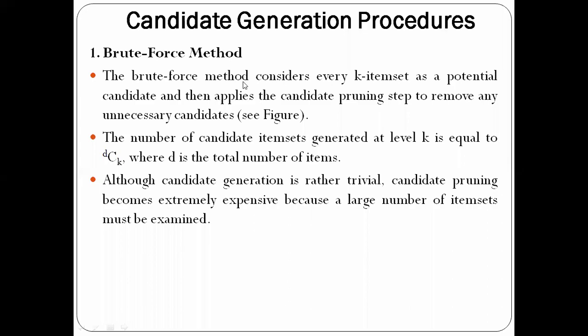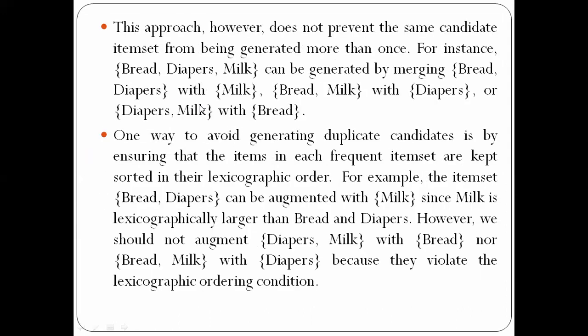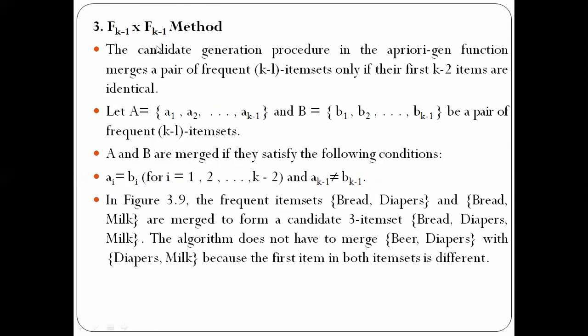So now coming to the next thing, that is the candidate generation procedure. I was explaining the features or characteristics of candidate generation procedure that we have seen in the previous topic. Now, coming to the different methods that are available in order to generate the candidates here. One of the methods that we have used in the algorithm is Fk-1 × Fk-1. So this is the procedure that we have used.